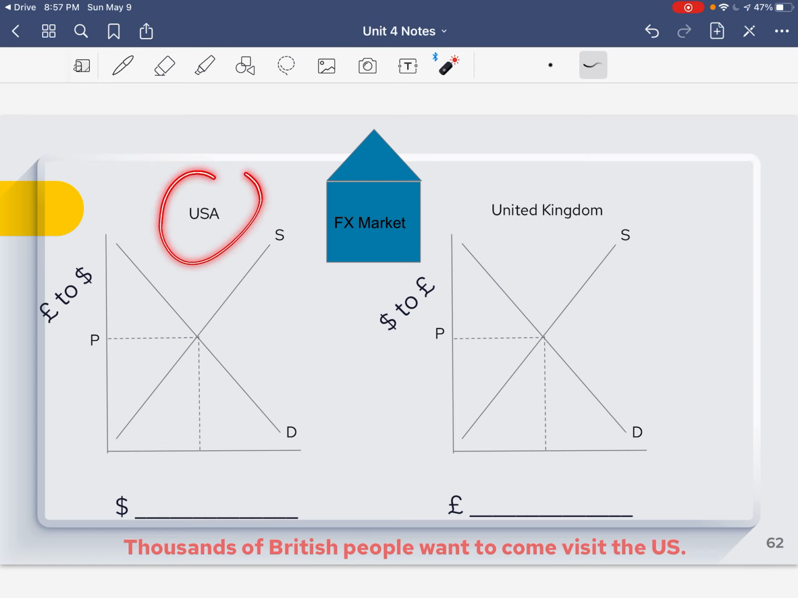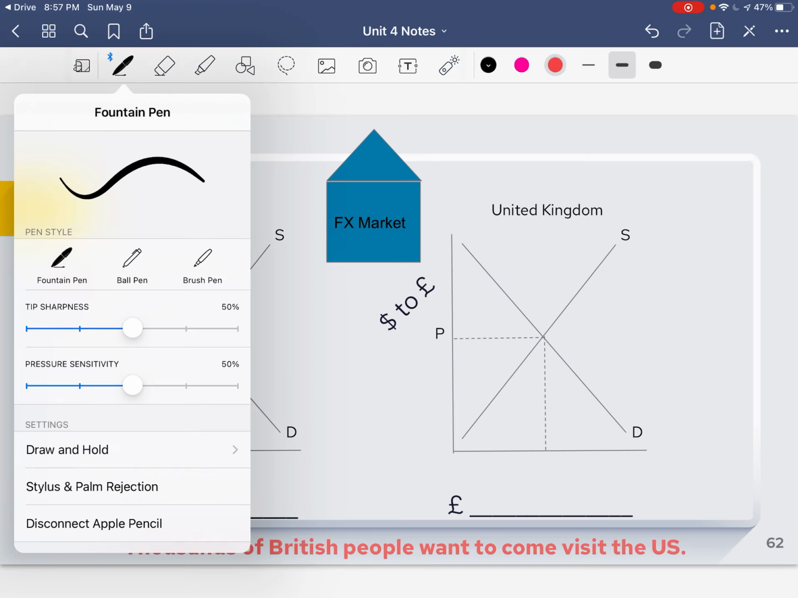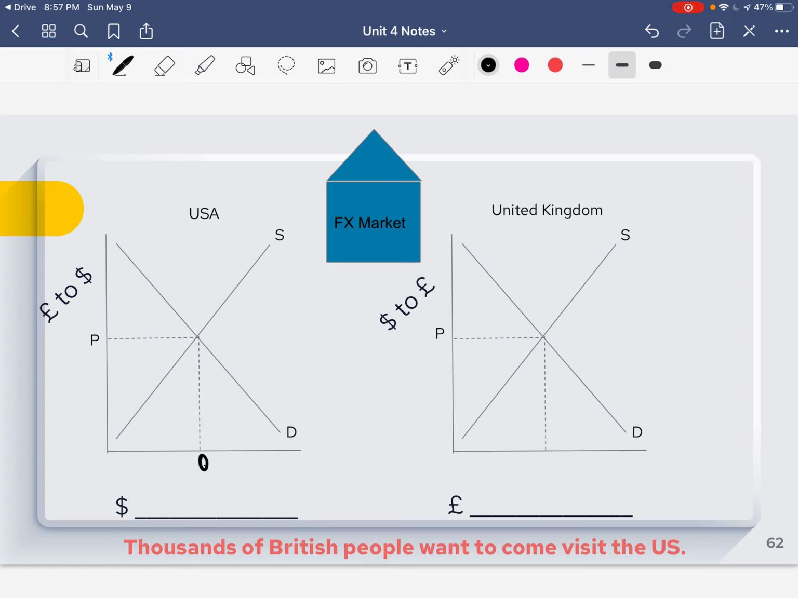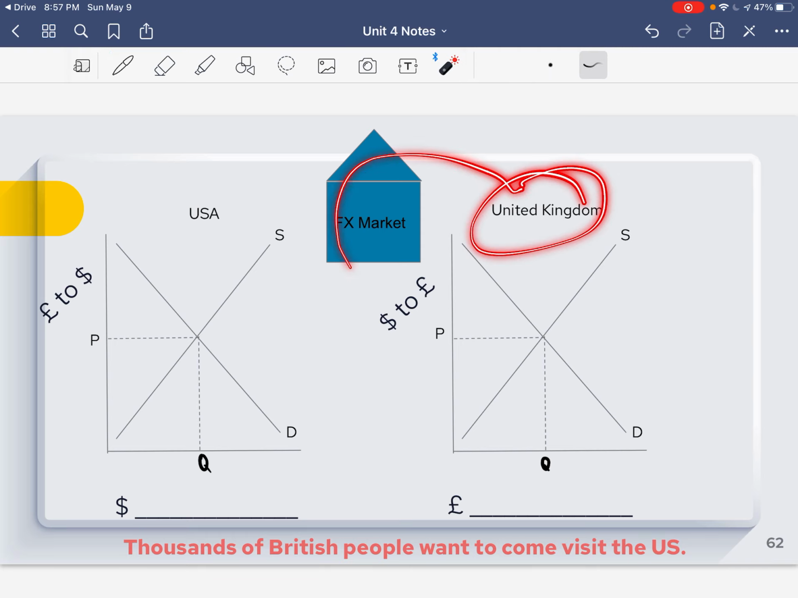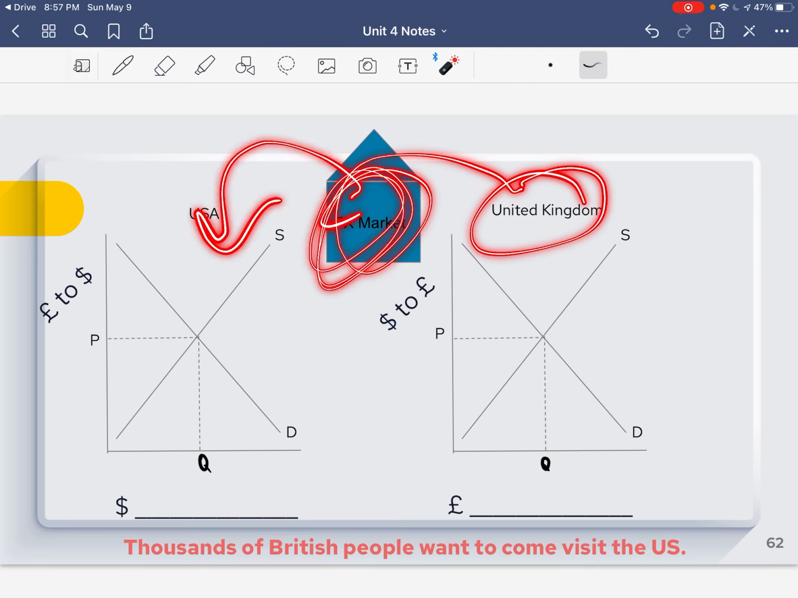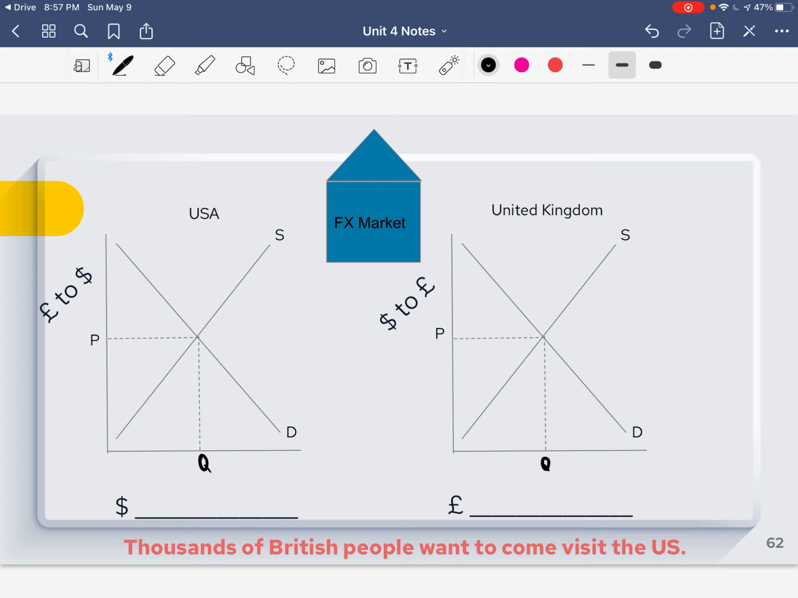We've got the USA and its quantity of money down here. Sorry about that. And the United Kingdom and its quantity of pounds right there. Okay. So thousands of British people want to come visit the U.S. That means that money is coming from the United Kingdom. They got to exchange it, and that money is going to flow into the United States. So let's go ahead and take care of that.